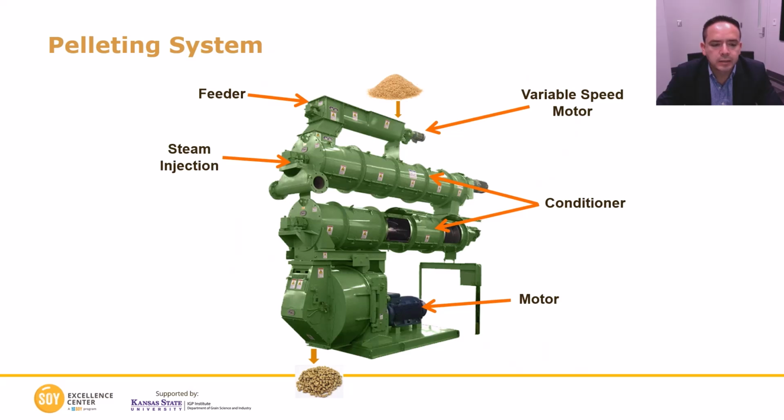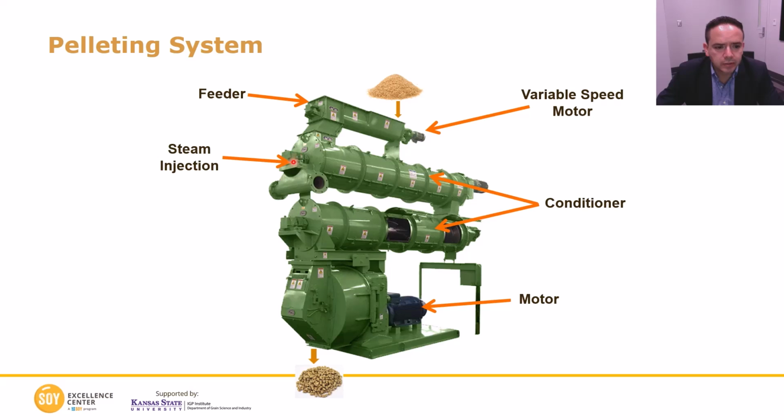And here you can see the different components of a pelleting system. You can see here, this will be the mash bin. Then you have this feeder, and this feeder has a variable speed motor to control production rate. However, this motor also monitors the motor load of the main motor in the pellet mill, and if the motor load in the main motor is too high, then the feeder motor is going to slow down just to maintain the balance in the pellet mill.